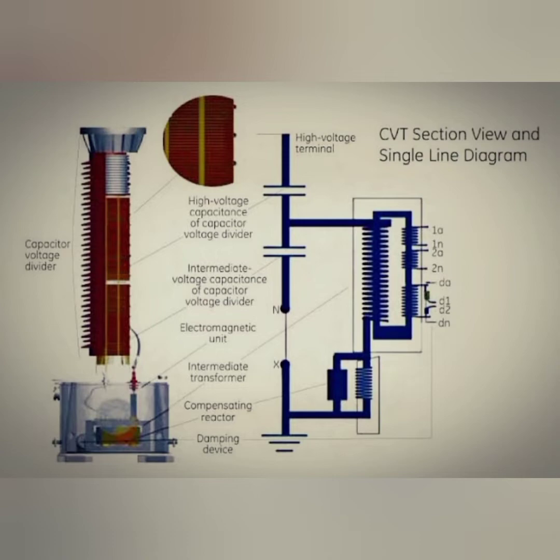It comprises the high voltage capacitor of the capacitor voltage divider, then the intermediate voltage, which is C1 and C2. Then at the lowermost portion we have the electromagnetic unit, which comprises the damping circuits and ferro resonance circuit, and also the secondary terminals are after the step down transformer. We will have the secondary terminals at the end. This is the overview of your CVT.